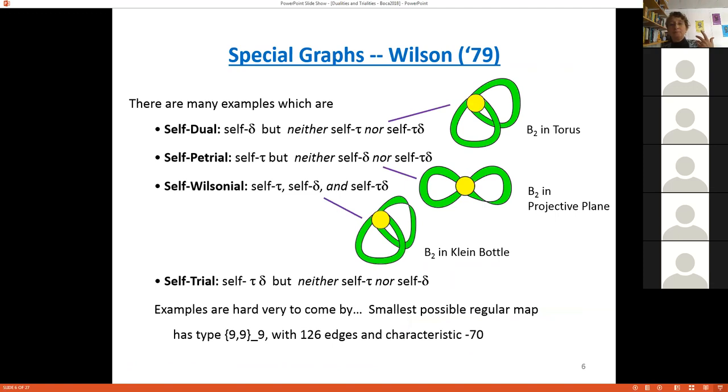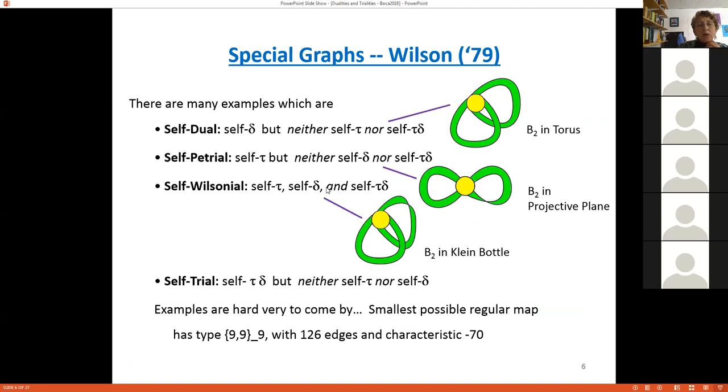Okay, so special graphs. Wilson was looking at these. He was actually not looking at these. He was looking at regular maps, so much, much bigger objects. And there are many examples of graphs which are self-dual, but are neither self-Petrie nor self-trial, okay? So two loops in the torus is self-dual. There are lots and lots of graphs that are self-Petrie, but not self-dual nor self-trial, okay? These two loops in the projective plane.